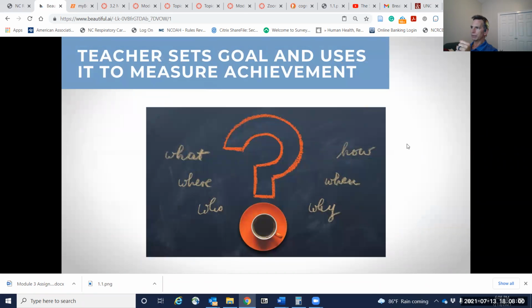All right, so we talked about this, I think, last week. One of the things that we're trying to measure with one of these questions: the what, the where, the who, the how, the when, or the why. We're trying to utilize all of our tools to get to that point.